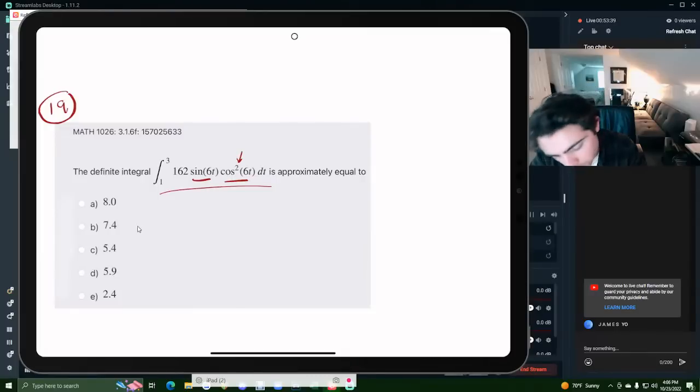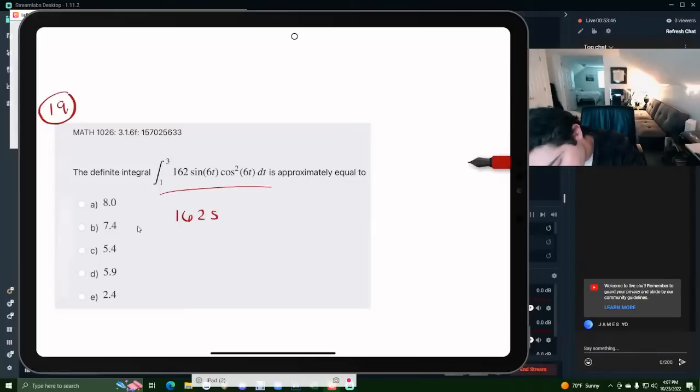And so in this case, what I would do is, honestly, it might help to rewrite this integral first, just to kind of get a visual of what we're talking about here. So rewriting it like so.